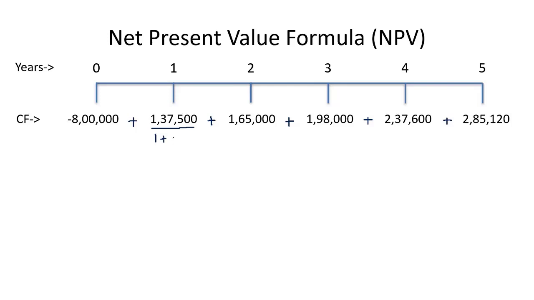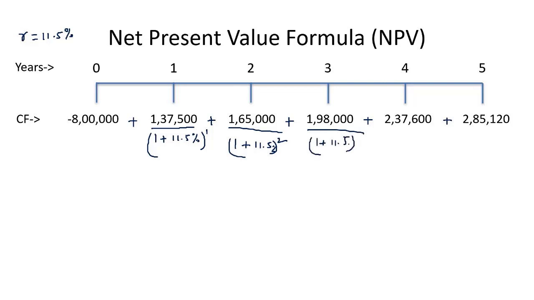137,500 divided by 1 plus 11.5%, as we calculated our R to be 11.5%. I'll just write it here, 11.5%. Similarly, this is 1 raised to 1, this is 11.5%, this is 2. This is 1 plus 11.5% raised to 3, because this is the third year. And similarly, we have 4 and 5.